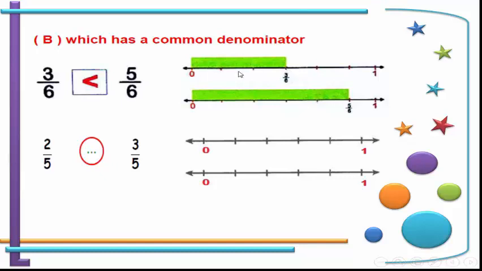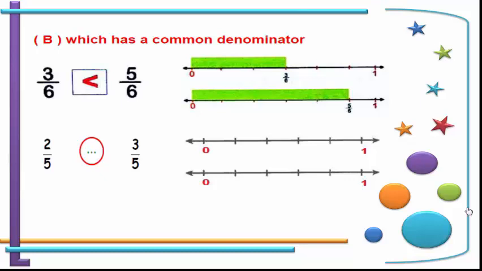Okay, then break this into 6 parts also. 1, 2, 3, 4, 5, and 6. Where is 5 over 6? It is right here. Okay, so 3 over 6 is less than 5 over 6. Okay, 2 over 5 and 3 over 5.